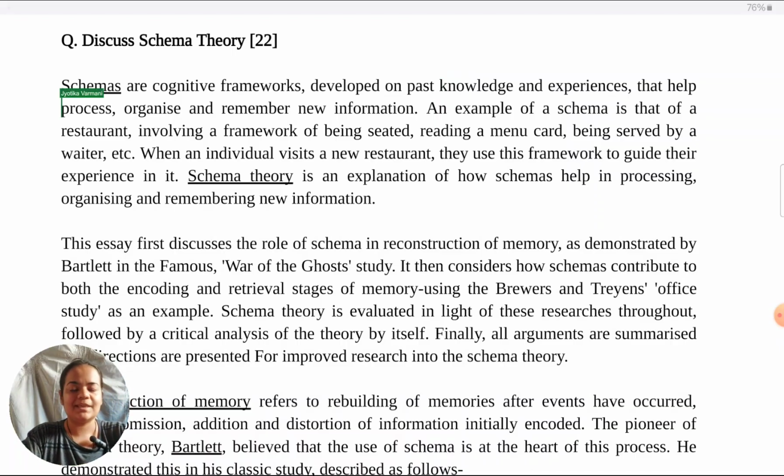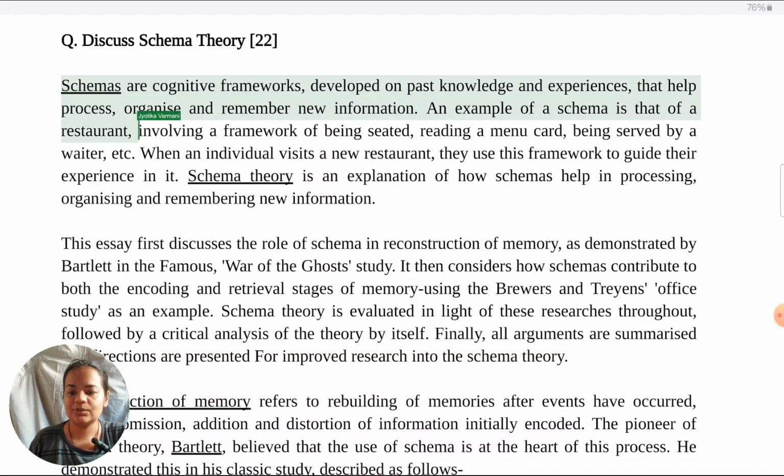When it comes to schema theory, definitely you have to begin by defining what a schema is. In general, if you look at criterion A, you are required to address the problem in the question. Explicitly, they have mentioned that you have to explain the problem in the question. The first part of explaining the problem is defining the key concepts in the question. Now, before we can define schema theory, we have to define what a schema is.